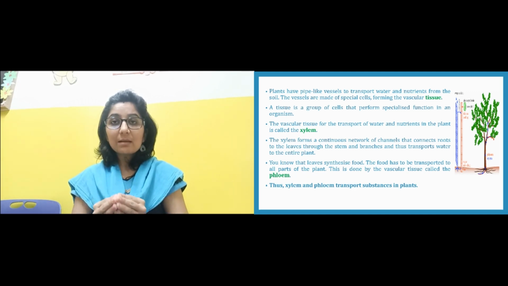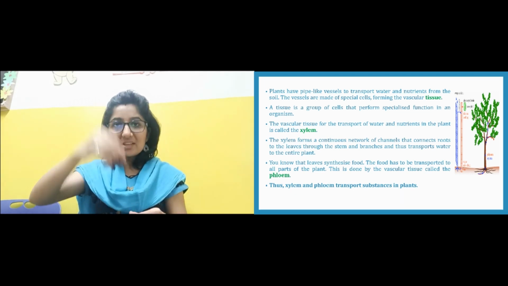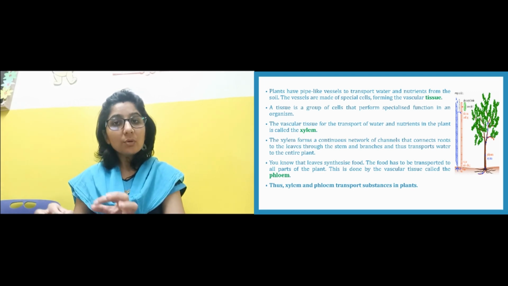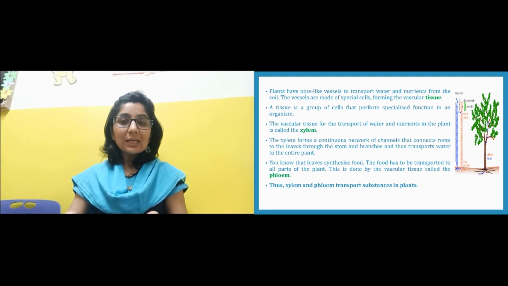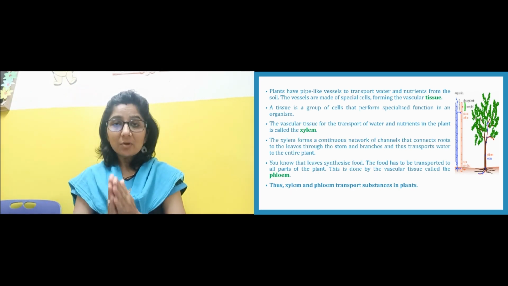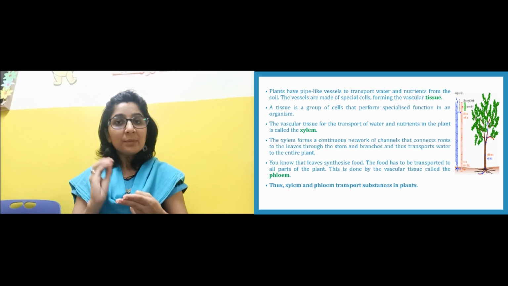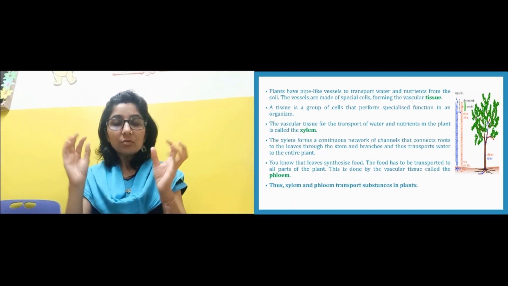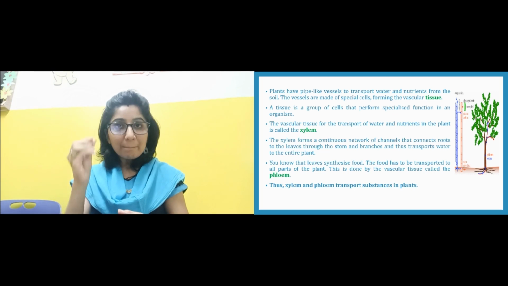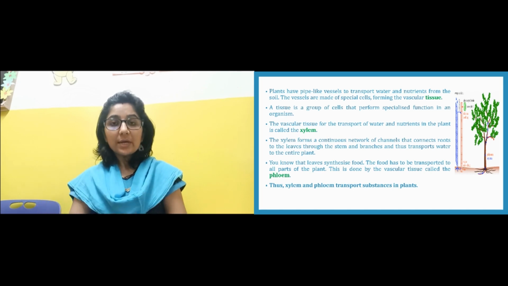The xylem forms a continuous network of channels, many xylems connecting the root to the leaves. From the root it will start, and that pipe will go throughout till the leaves. This is called xylem, and it will carry the water and the minerals from roots to the leaves. So the xylem is a pipe-like vessel which will carry the water and the minerals dissolved in the water from roots to each and every part of the plant. This is about water and minerals.